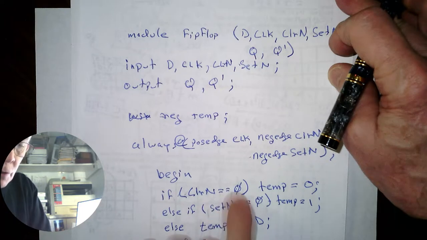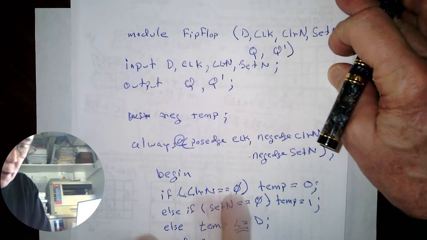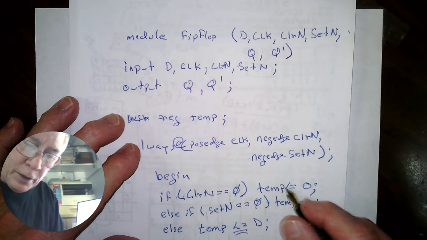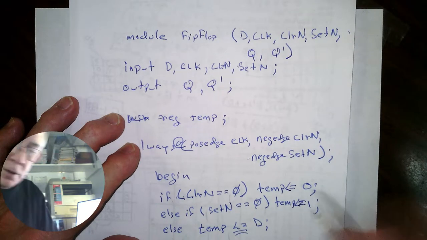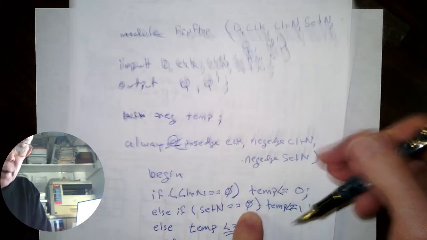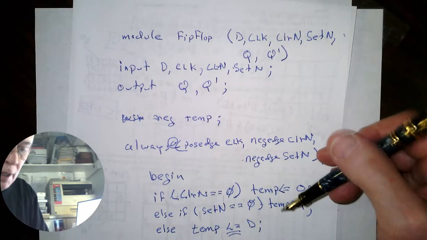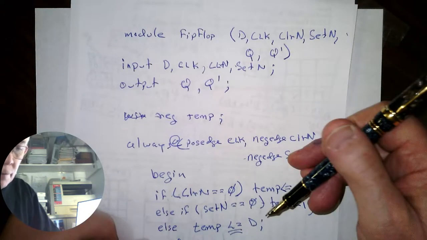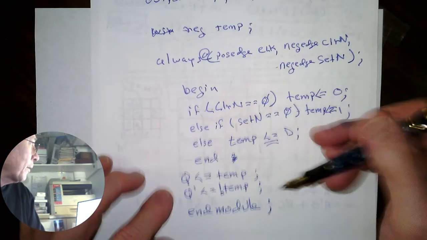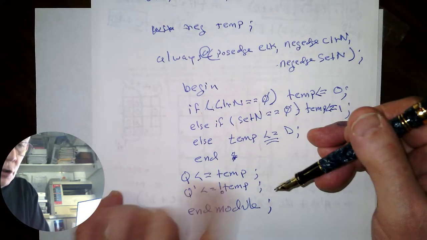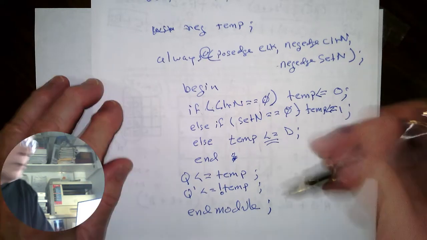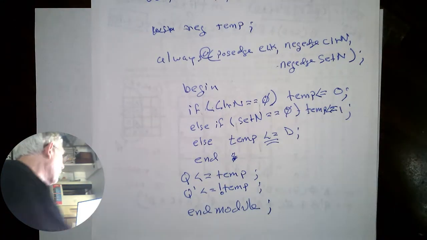If clear not equals 0, and it's equals 0 because it's a logical test, temp equals 0. We want to use an assignment operator like that, the non-blocking. So we use less than equal 0, else if set not equals 0, then temp is assigned the value 1, else temp is assigned the value of D, and end the always block. And then outside the always block, we have these continuous assignment operators. Q is assigned temp, and Q prime is assigned not temp, end module. So that's the flip-flop. All right, so let's answer some of the questions about that.